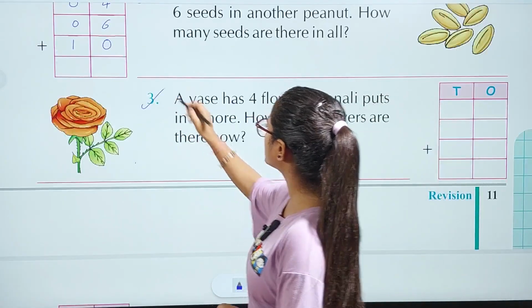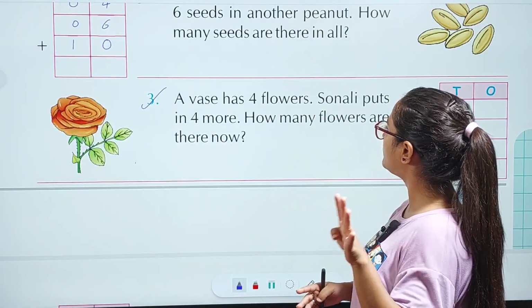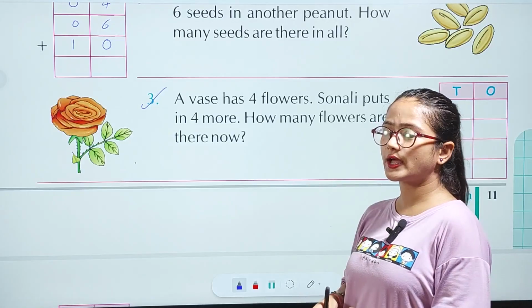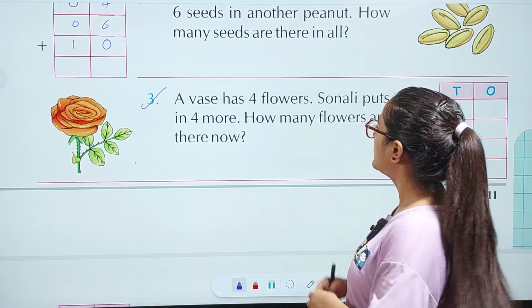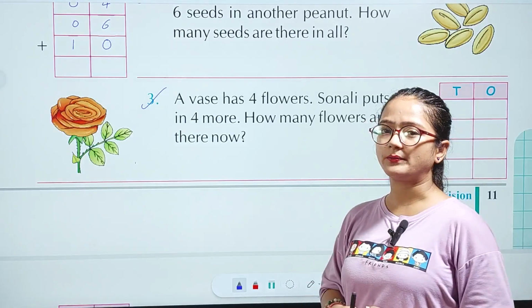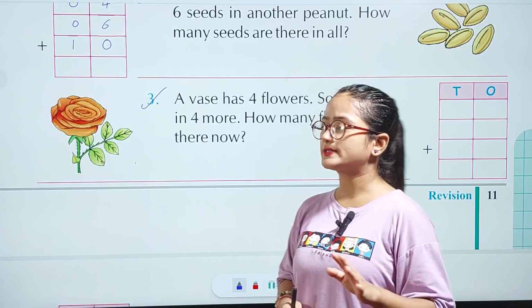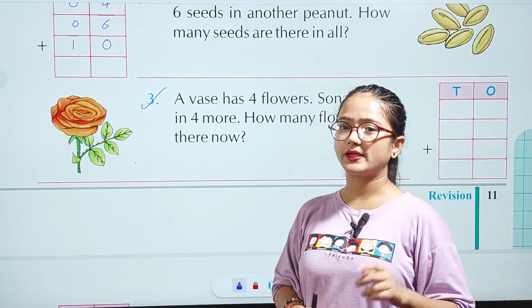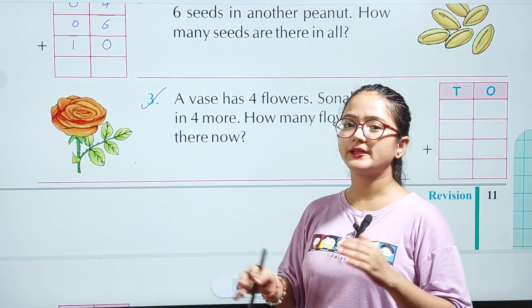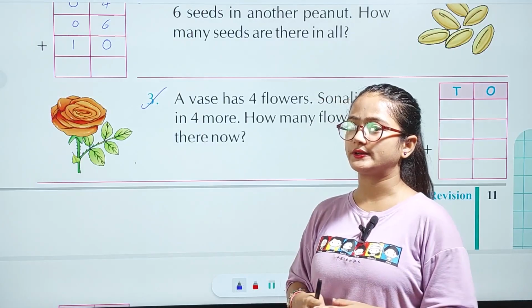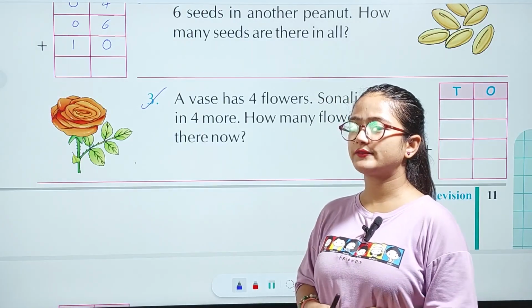Now the next question is, a vase has 4 flowers. Sonali puts in 4 more. How many flowers are there now? So basically a flower vase has 4 flowers, and Sonali did what? Sonali added 4 more flowers over there. So how many flowers are there in that vase?